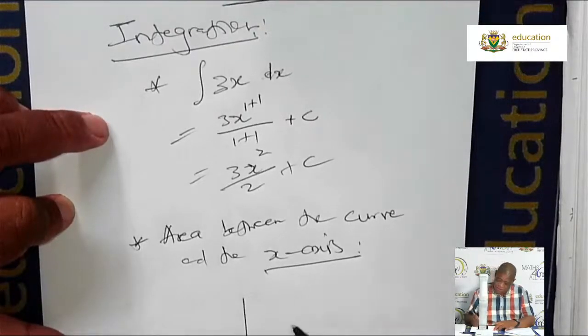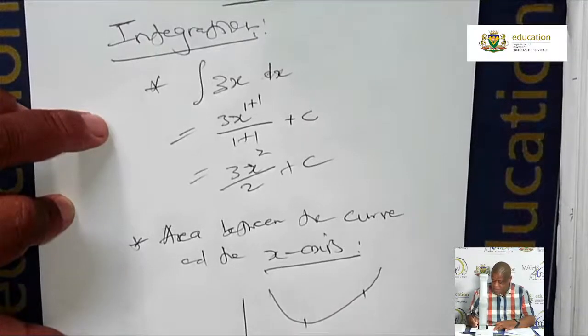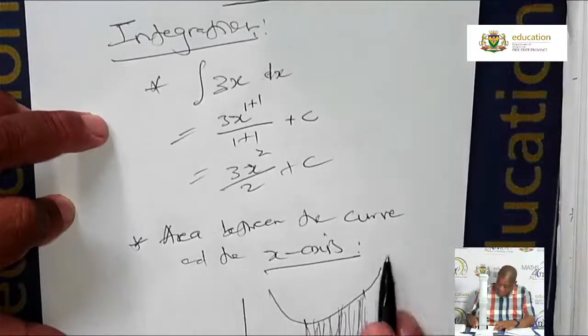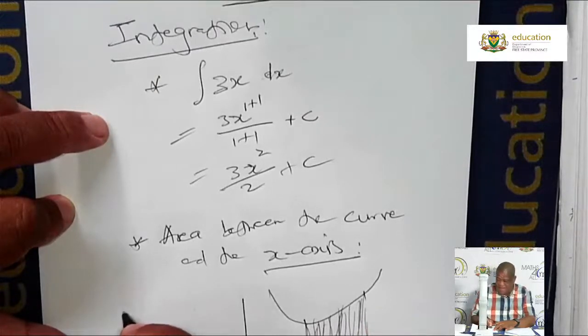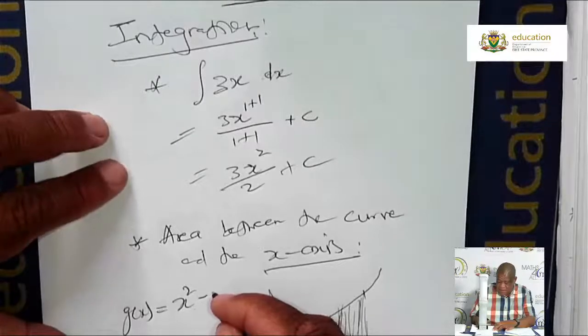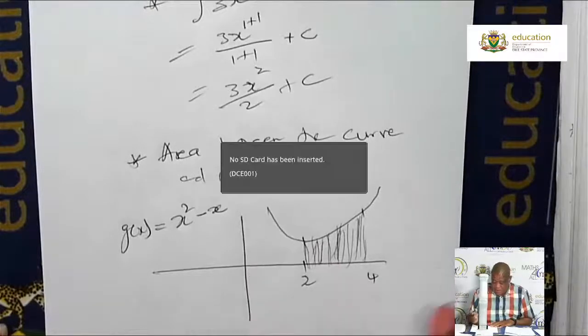they've drawn the sketch, they've drawn a parabola like that, x equal to 2 there, x equal to 4 there, and this part is shaded. In other words, you are expected to find the area below that curve. You will be given the equation of the curve. They can give it as g(x) equal to x squared minus, let me say, minus x, something like that. I'm not saying that's the equation. It may be something like that.